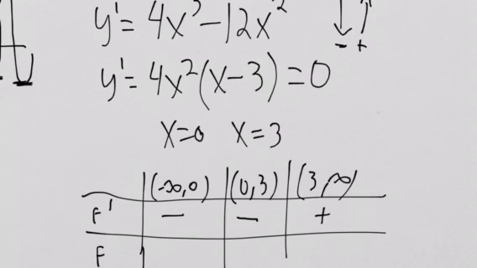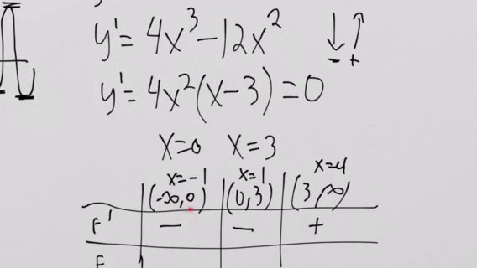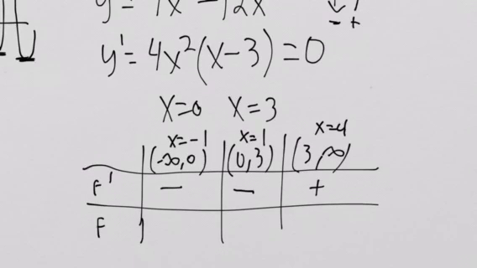But if you can't remember how to do that kind of reasoning, or if all else is failing, you can just plug in numbers from the interval. So plug in x equals -1, plug in x equals 1, and plug in x equals 4. I'm just picking numbers in those intervals. And if you plug in -1 to y prime, you should get a negative output. If you plug in +1 to y prime, you should get a negative output. And if you plug in x equals 4 to y prime, you should get a positive output.